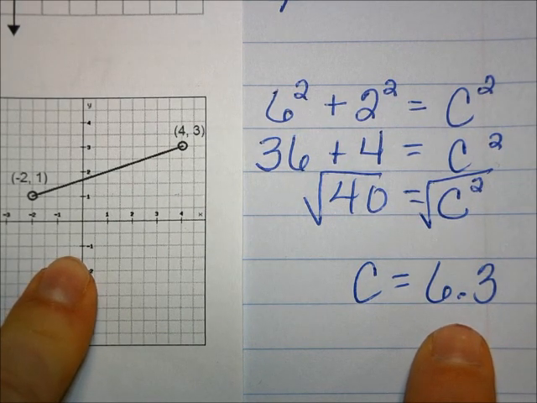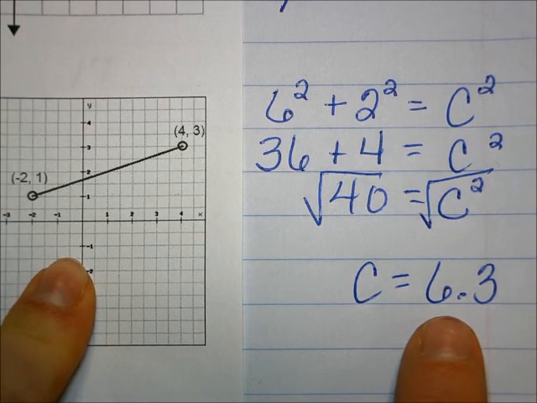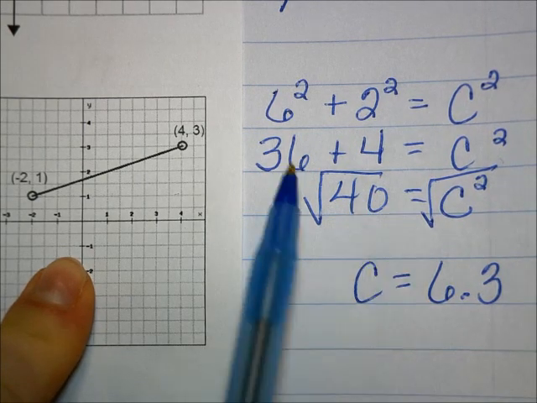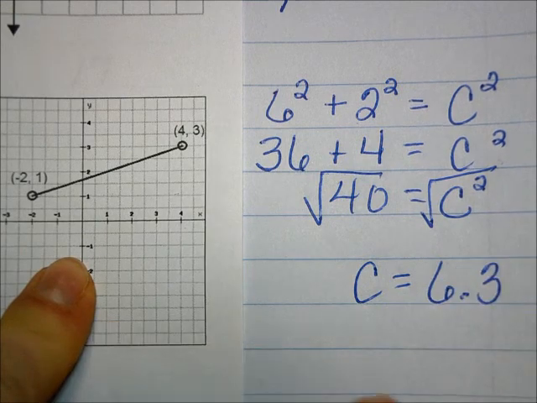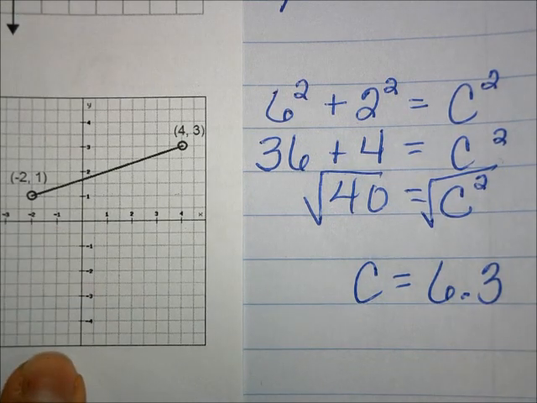Now when you're done, you always want to ask yourself, does it make sense? If you think about it, it's the hypotenuse. It has to be longer than the other two sides. My other sides were 6 and 2. So it does make sense that it would be bigger, 6.3.